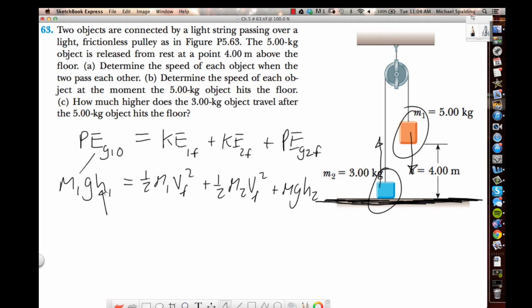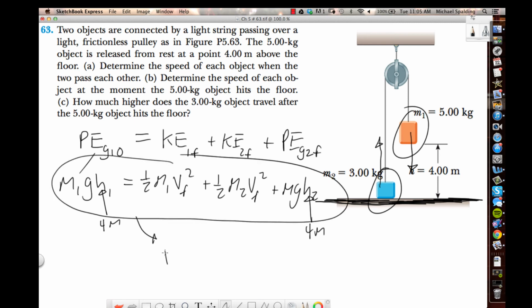What's this H right here? 4 meters, right? How high is M1 above the 0 point? 4. What's H2 going to be? 4. How high does M2 go up? 4. What's the only thing missing in this equation? V. So you solve that for V, and you're going to get 4.4 or thereabouts.